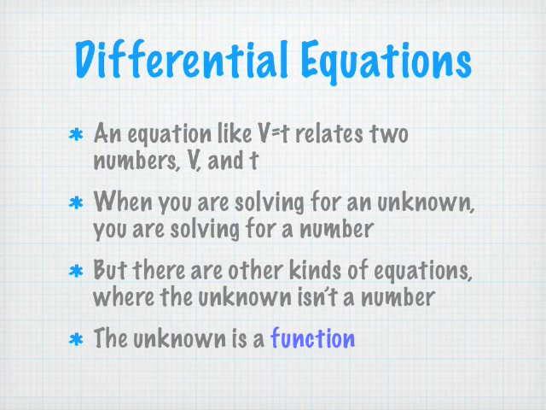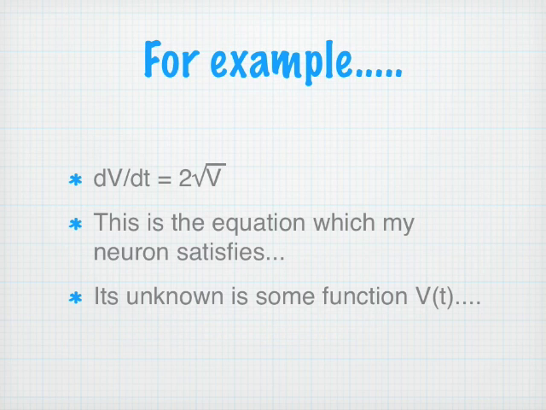All right, now the equation which describes the neuron is a different kind of equation. It's a differential equation. An equation like V equals t relates two numbers, V and t. When you are solving for an unknown, you're solving for a number. But there are other kinds of equations where the unknown isn't a number. The unknown is actually a function. For example, this is the equation which my neuron satisfied. The burden of my last couple of videos on this was to show that we can make the right-hand side of the equation for the neuron as closely approximate 2 times the square root of V as we wish.